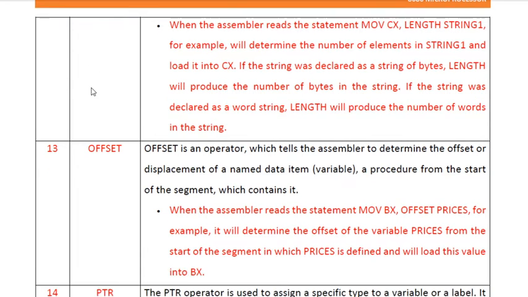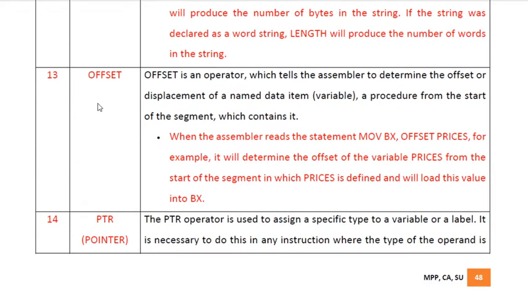Now offset. Offset is an operator that will indicate to the assembler to determine the offset of the data item with respect to the base address of the segment. So it will determine the offset or the displacement of a named data item or a procedure from the start of the segment.